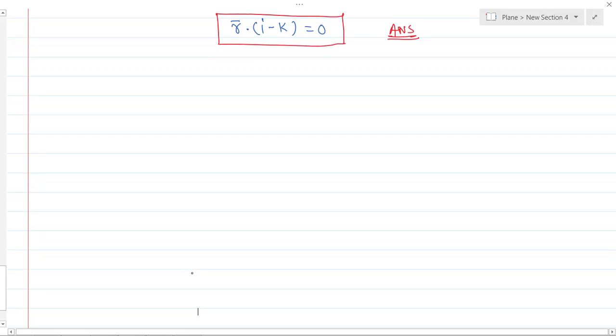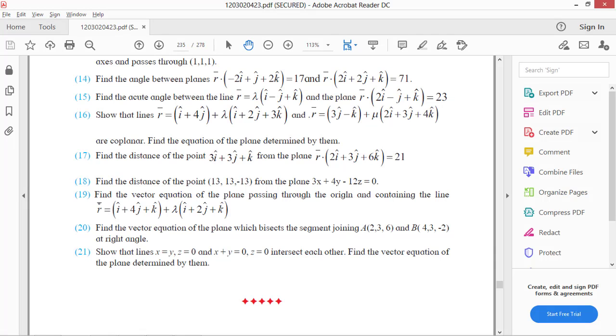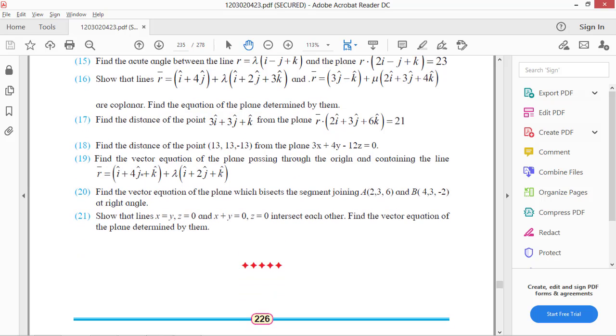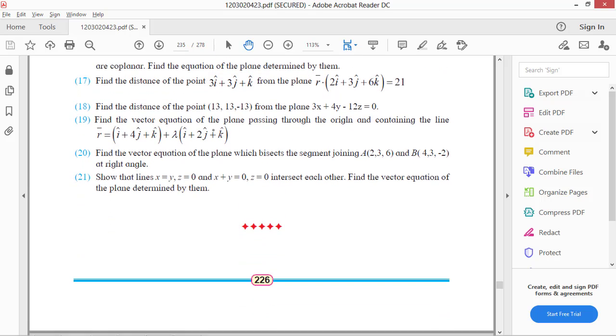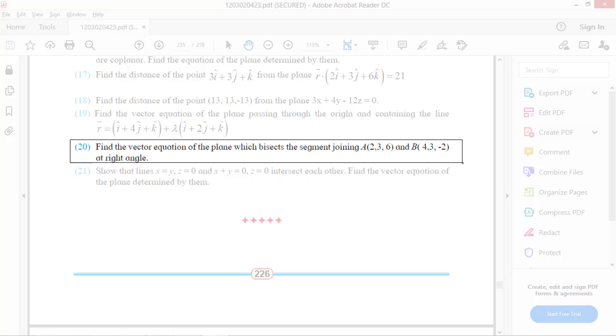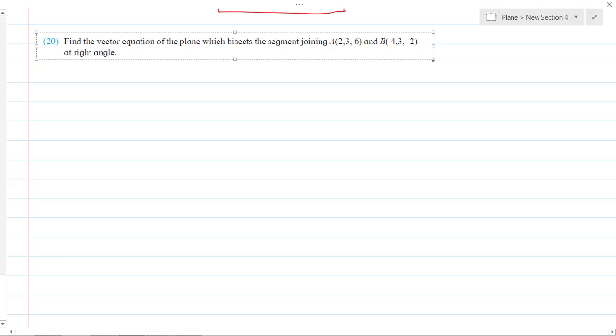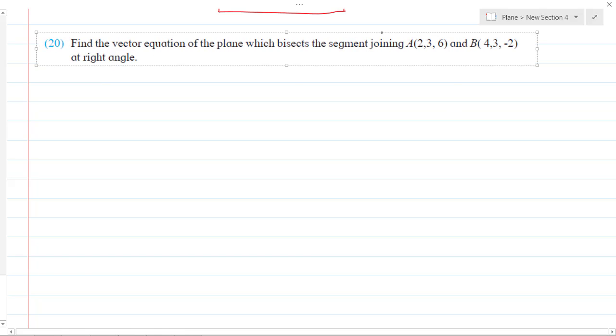So let me have the space for that. Question number 19 is done. Let's solve question number 20. Find the vector equation of the plane which bisects the segment joining these two points at right angle.